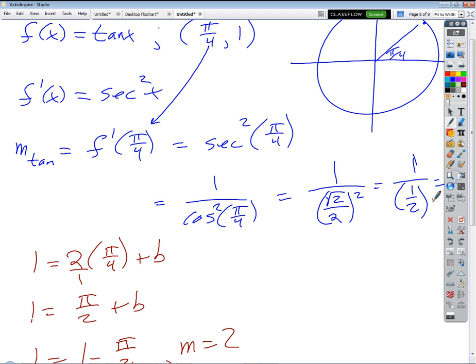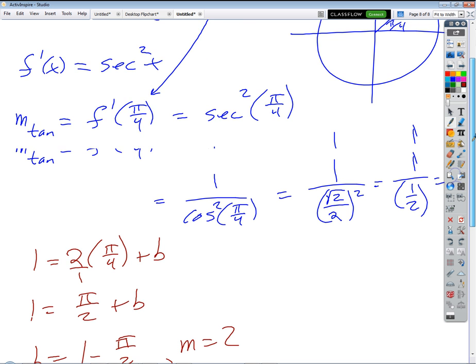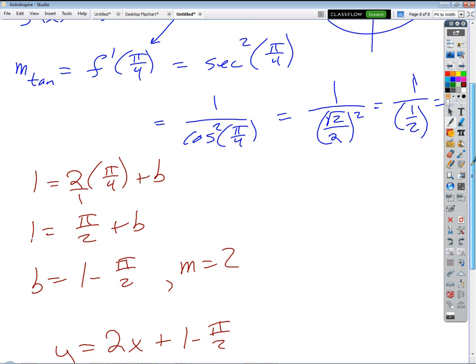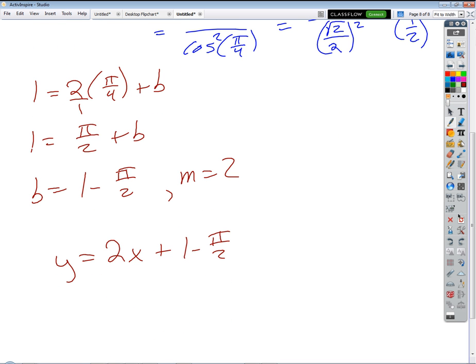Now we're done with calculus. From that point forward, we know the slope, we need to find b, which we did. You can use point slope formula if you want to. I always just use y equals mx plus b and solve for b. Either way, doesn't matter. Solve for b, and now we know b, we know m, y equals mx plus b.